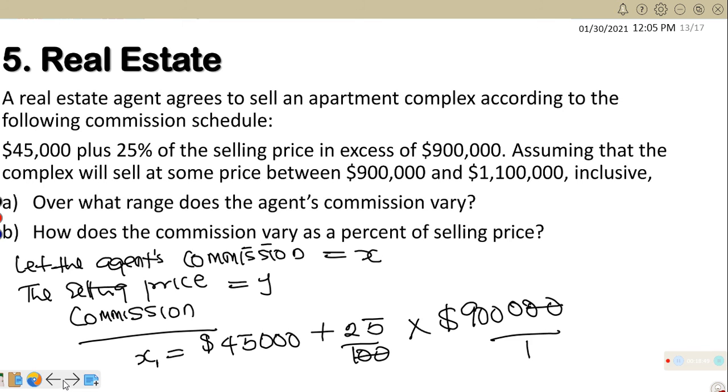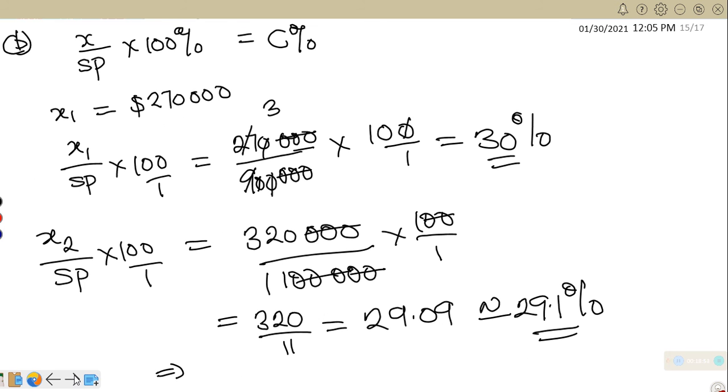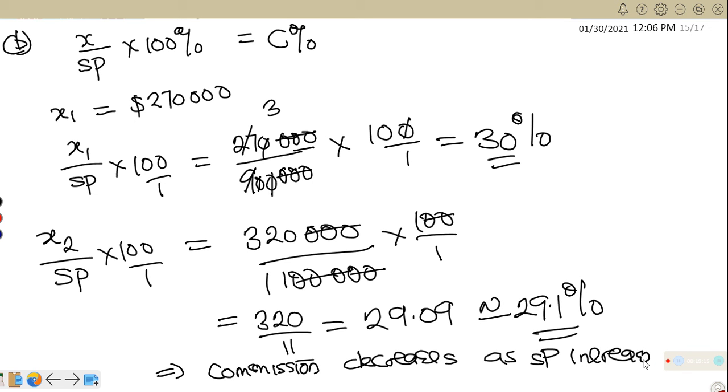So how does the commission vary as a percentage of the selling price? We can see how the commission varies here. As the selling price increases, the commission decreases, and vice versa. And that answers the question, guys.